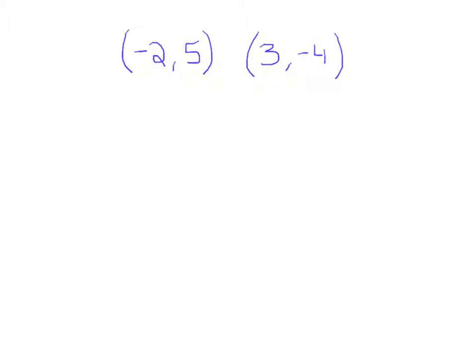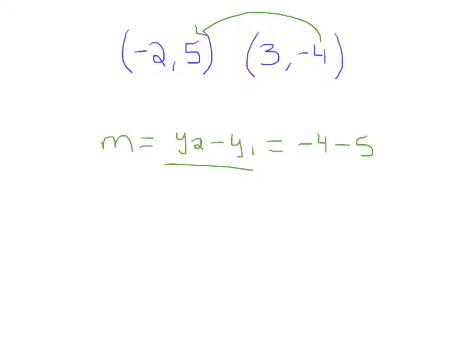So to find the slope between these 2 points, we need to find the change in our y values, y2 minus y1, which would be -4 minus 5. And then we're dividing by x2 minus x1, which would be dividing by 3 minus -2.